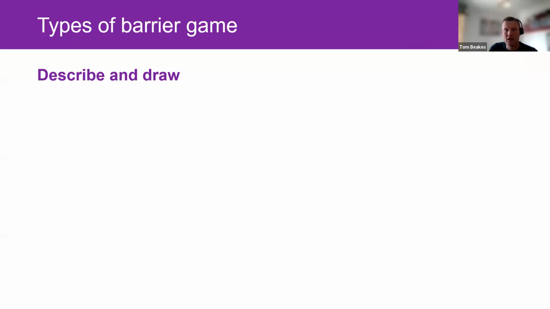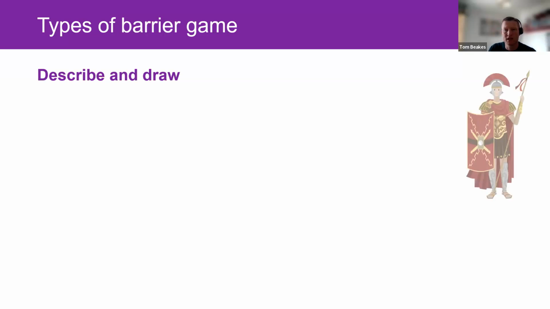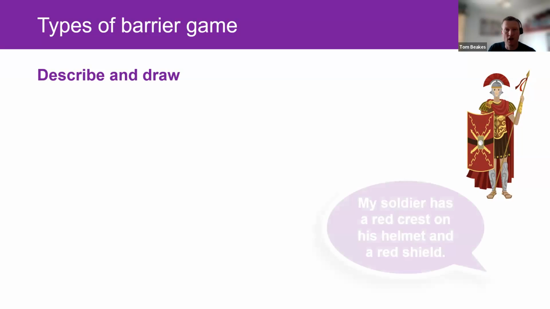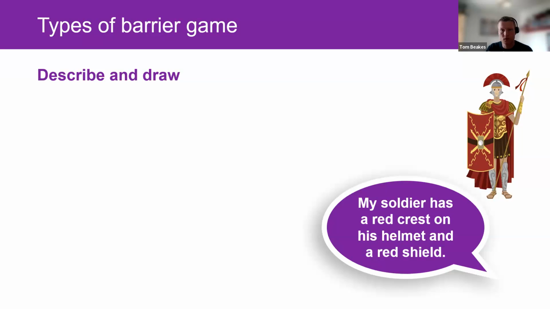Of course, this can be extended to more sophisticated things as the students get older. So if we take a topic like history or the Romans, they could, for example, describe an existing picture and the other student has to draw it. Again, they'll be using lots and lots of topic-specific vocabulary to do this. My soldier has a red crest, has a helmet, a shield.